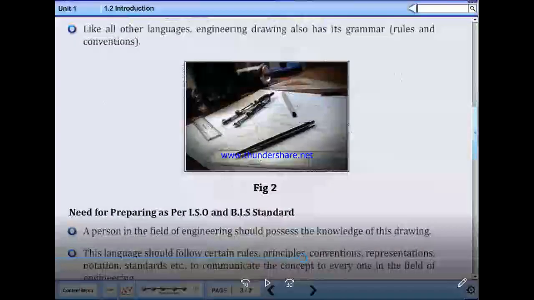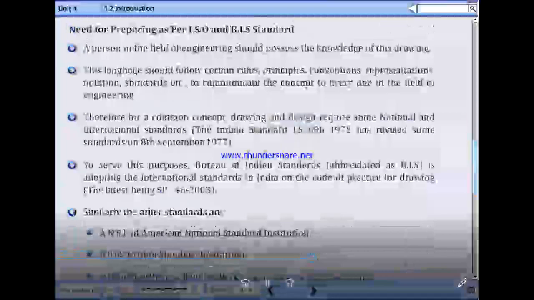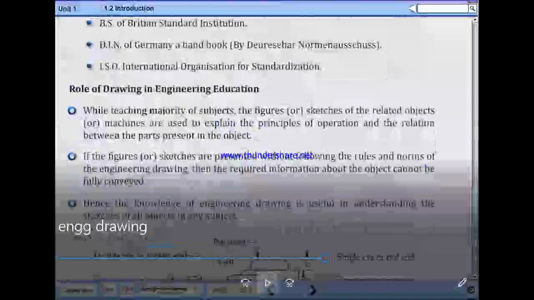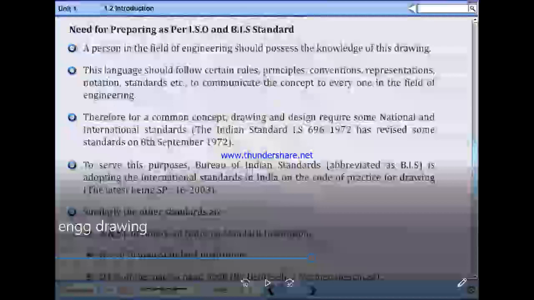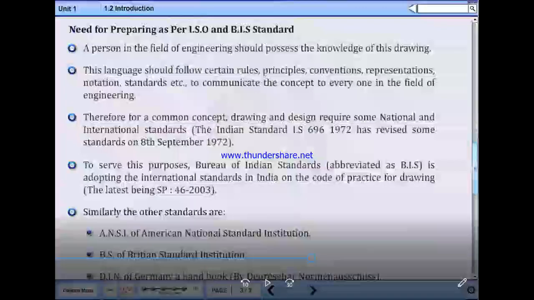What is the need of preparing drawings as per ISO and BIS standards? A person in the field of engineering should possess the knowledge of this drawing. This language should follow certain rules, principles, conventions, representations, notation, standards, etc. to communicate the concept to everyone in the field of engineering.